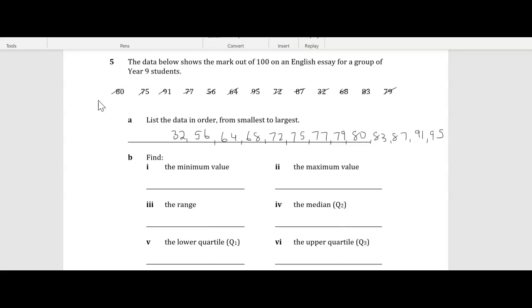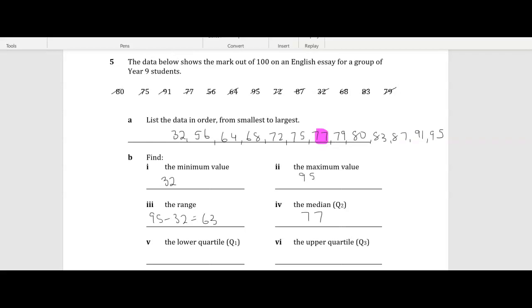All right, the minimum value is 32. The maximum value is 95. The range is 95 minus 32, which is 63. The median, so your middle value, so we've got 13 values. So going to go to the 7th value. So 1, 2, 3, 4, 5, 6, 7. So 77.